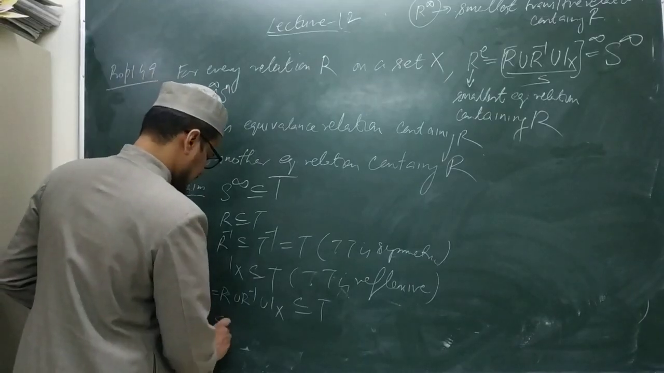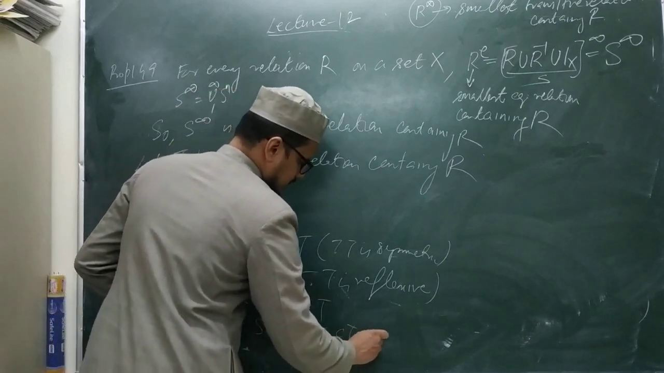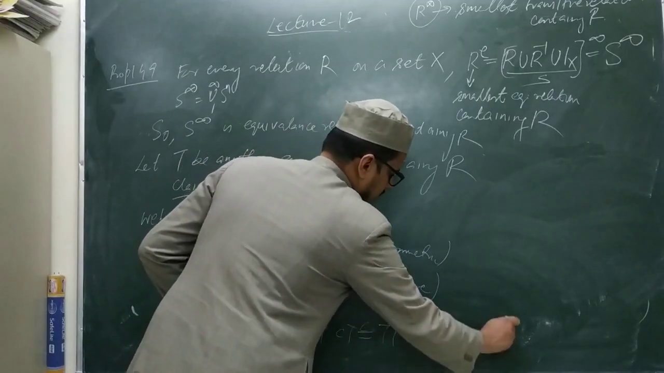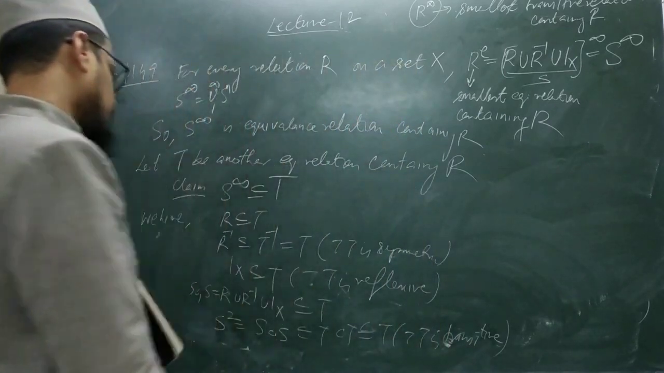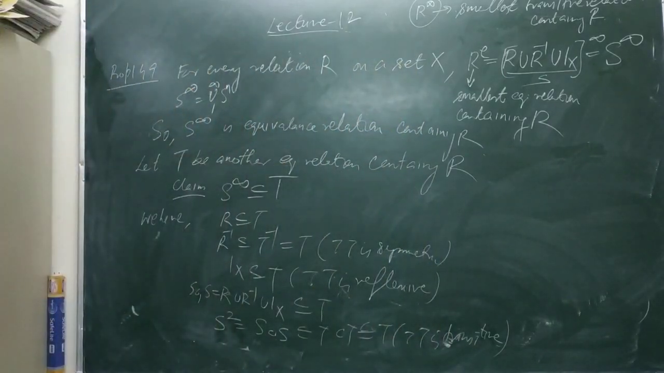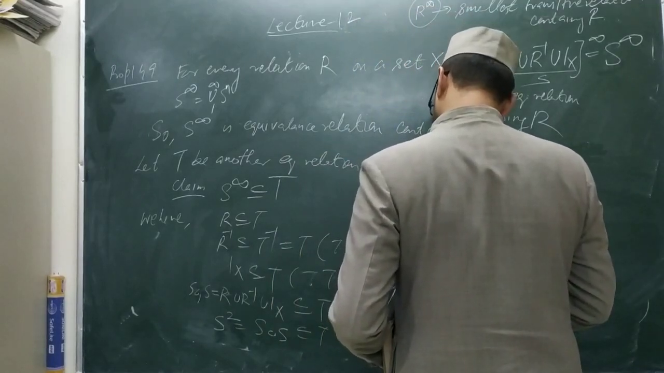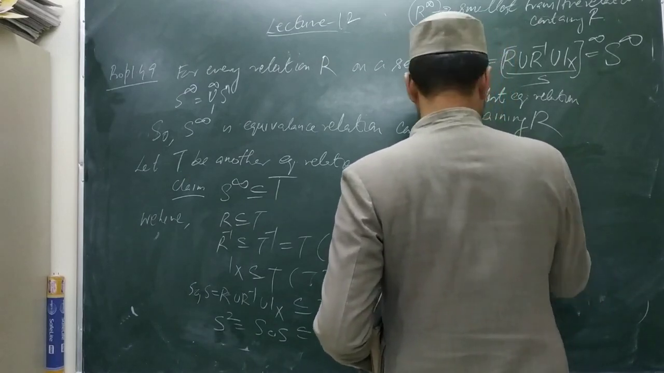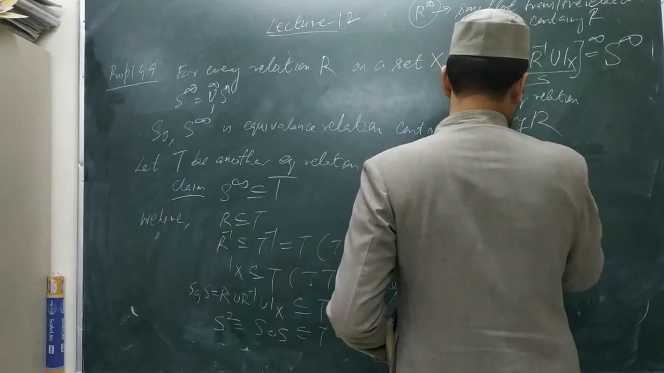So it implies S square, that is S composition S, is contained in T composition T, and of course it is contained in T since T is transitive, because T is an equivalence. So T is transitive. So Sn is also contained in T.